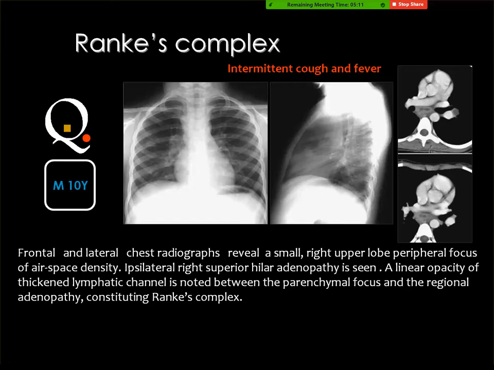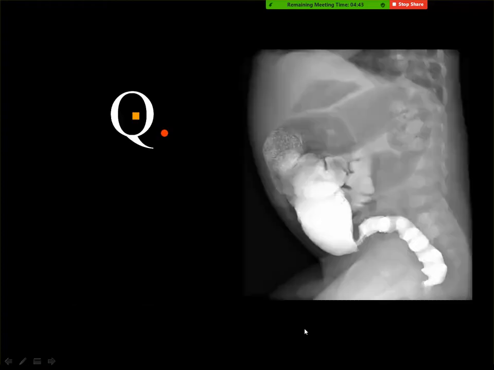group. Previously, this lesion was known as minimal lesion, which was also called primary tuberculosis, meaning that there is a focus in the lung and lymphangitis as well as lymphadenitis. Its new name is Ranke complex. Whatever the name, this is primary tuberculosis.